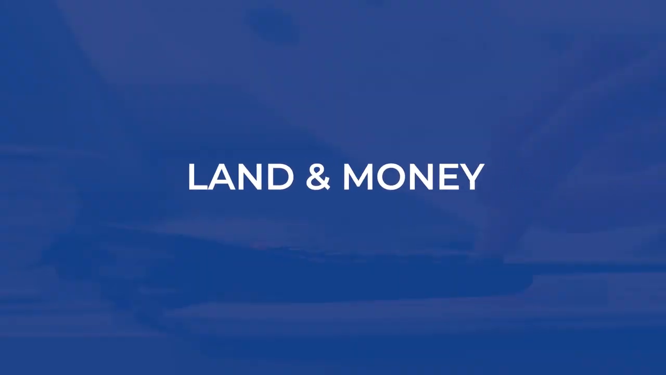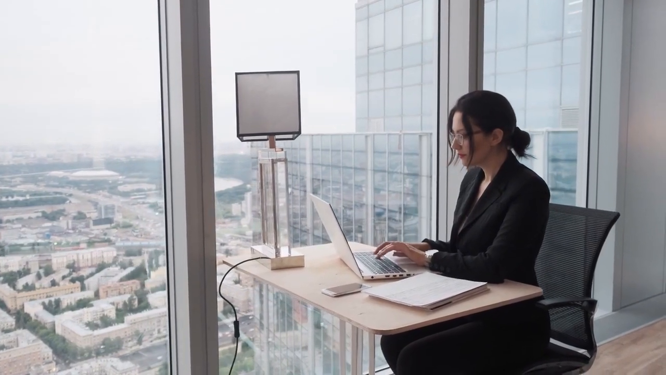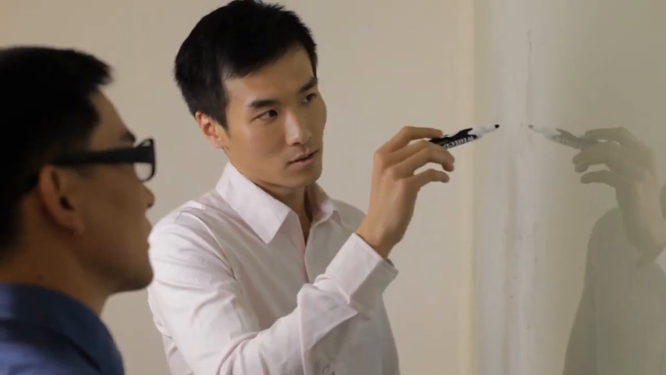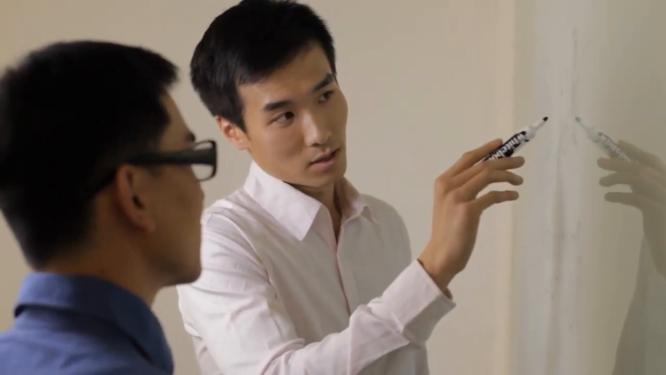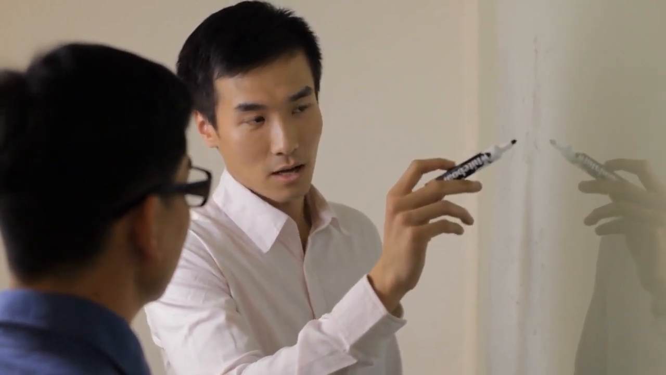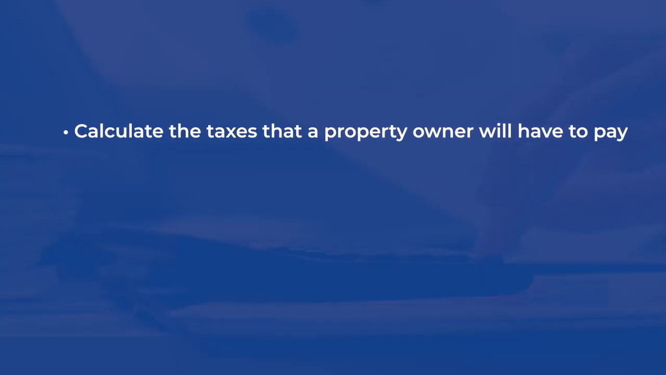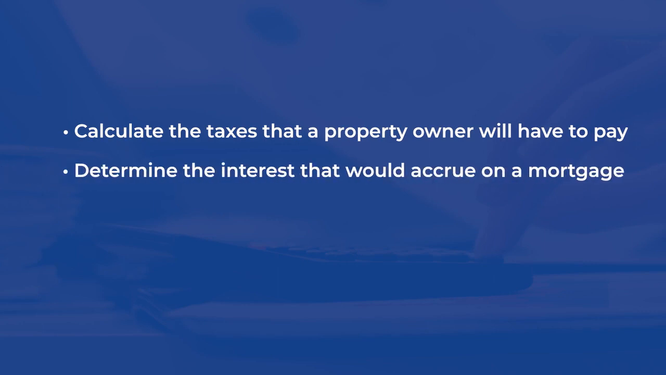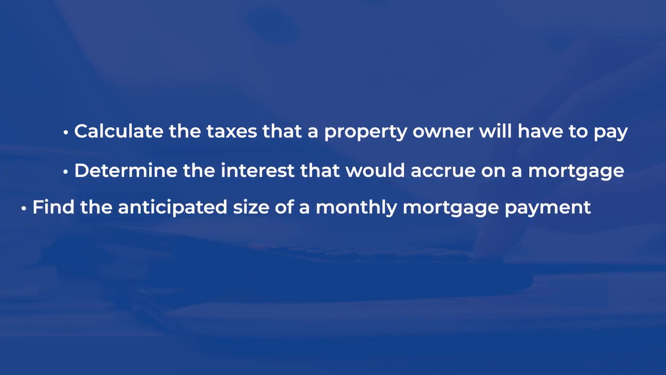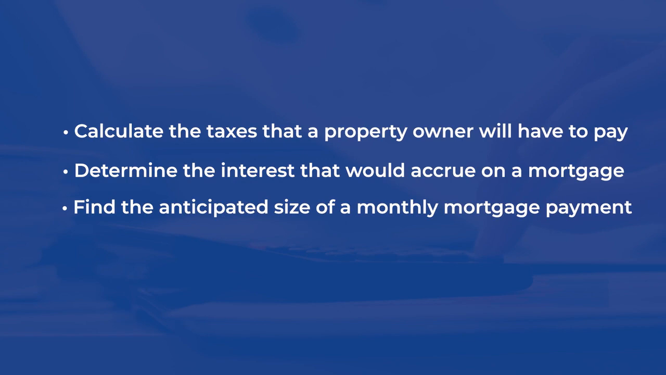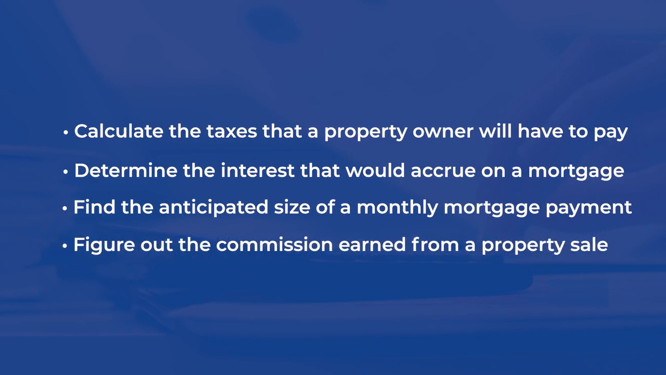Remember, real estate agents work with two subjects that require mathematical equations to effectively deal with: land and money. To accurately determine the value of a property, a real estate agent often needs to be able to calculate the size of the plot. This requires an understanding of geometry, which in turn utilizes multiplication, division, fractions, and decimals. As for money, a real estate agent can end up needing to calculate the taxes that a property owner will have to pay, determine the interest that would accrue on a mortgage, find the anticipated size of a monthly mortgage payment, or figure out the commission earned from a property sale.